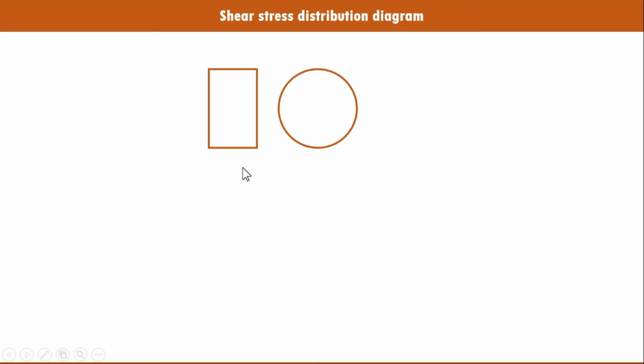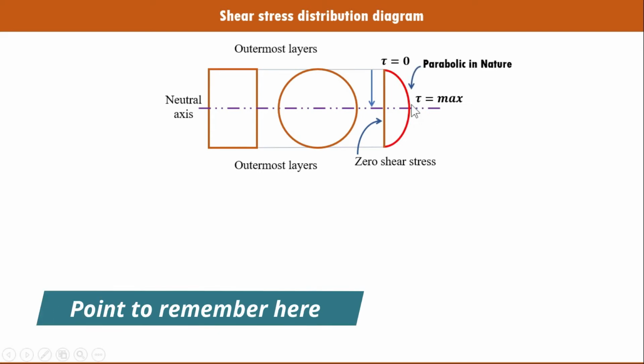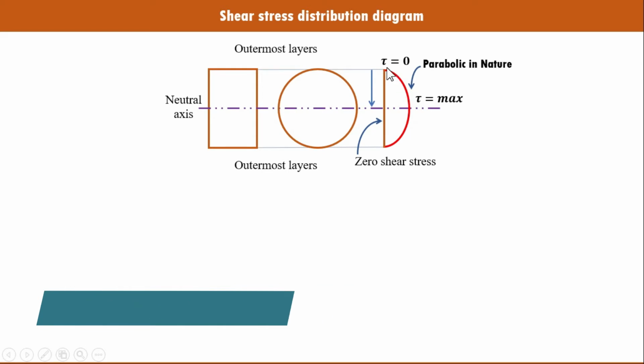Here I have a rectangle and a circle. This is the neutral axis. This line represents zero shear stress. This line represents the outermost layer of the rectangle and circle. As we can observe, the tau value is 0 at the outermost layer. As we move from the outermost layer to the neutral axis, tau increases layer by layer. So the shear stress distribution is parabolic in nature. Maximum shear stress at the neutral axis and zero shear stress at the outermost layer.